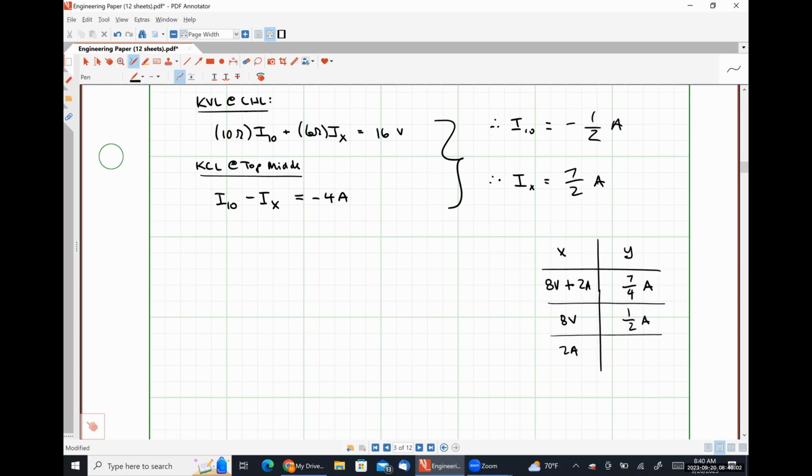We worked it with just the 2 amp source on. We saw that our output was 5/4 of an amp. And we just worked it a moment ago where we applied twice 8 volts and 2 amps, and we got twice 7/4, which turned out to be 7/2 of an amp. Okay.